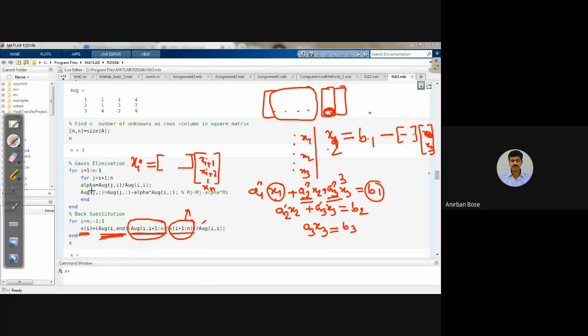Maybe for the third column there will be no such values existing. Maybe this part is not at all there for the third column, because there are no other quantities from I plus 1 to n. In that case it will be only this divided by this, that is b3 by a3. Maybe b3 minus something is not there in case of the third, because I plus 1 will become 4 and there is nothing called 4. That is why this part is not going to contribute.